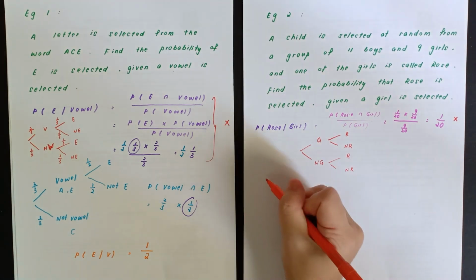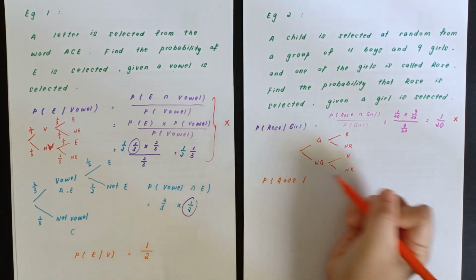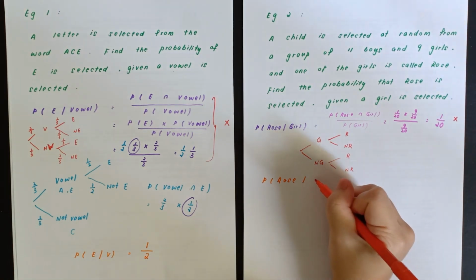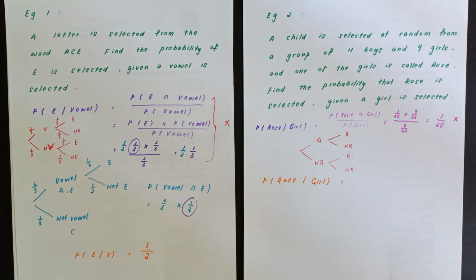So let's try to do this. The probability for you to get Rose, the girl whose name is Rose, will be equal to, so how many in total are you looking at now? Your sample space now becomes girls already, given a girl is selected. So that's why for girls it will be 9.